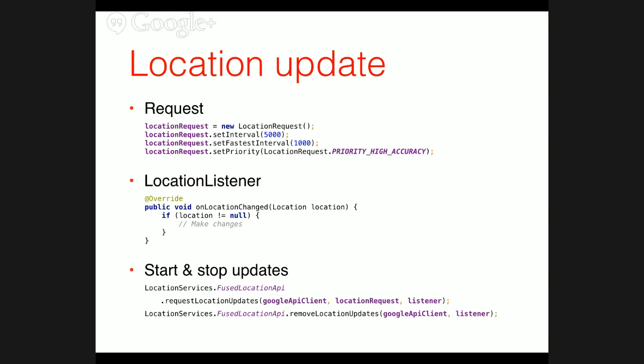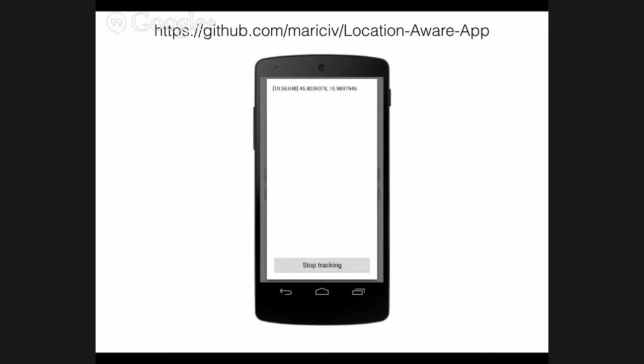When you don't want to use location updates anymore, it is a good thing to remove location updates so that you don't use up device battery. I created a small sample app which you can find on a GitHub repo. It will be posted with this presentation, and you can see how to use location updates and the less known location features.